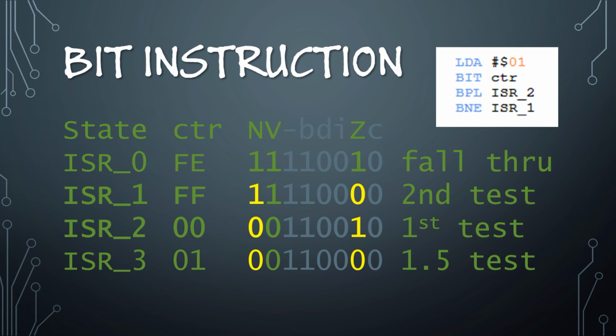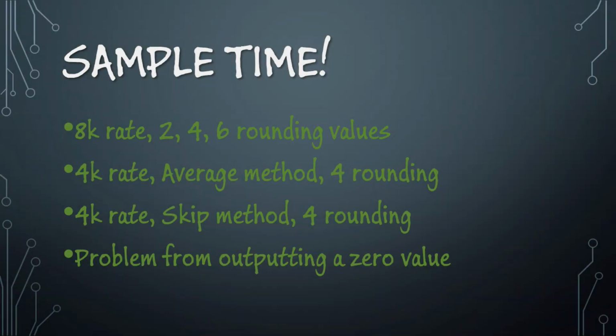He also mentions that you can use the bit instruction to distinguish between 8 possible states or branches with this method. I'll leave it to you if you're curious to figure out how to go about doing that. I thought we would play back all the samples in one block to make it easier to distinguish between the 8 kHz sample rate played at 2, 4, and 6 rounding values and a 4 kHz sample rate played at 4 kHz and then played at 8 kHz with interpolation. The last sample is a 4 kHz rate played back at 8 kHz through interpolation, but it accidentally has some zeros right at the trailing end, and you can hear the problem that causes.